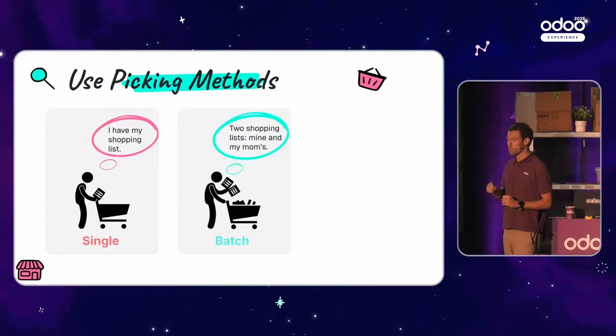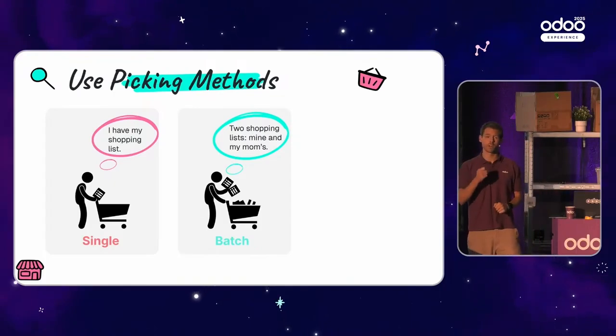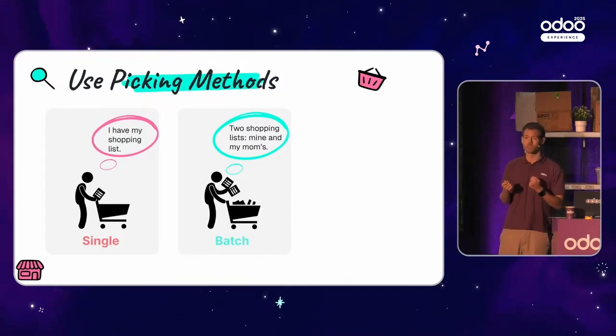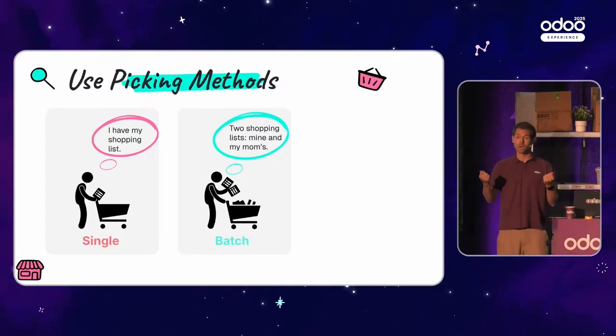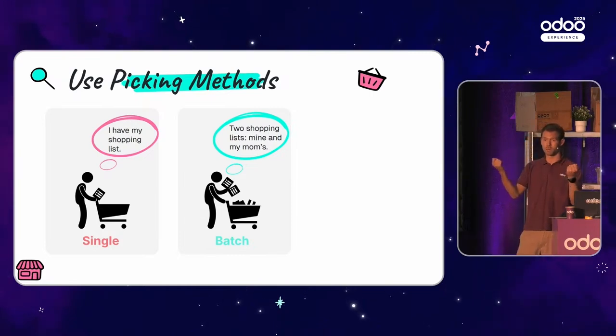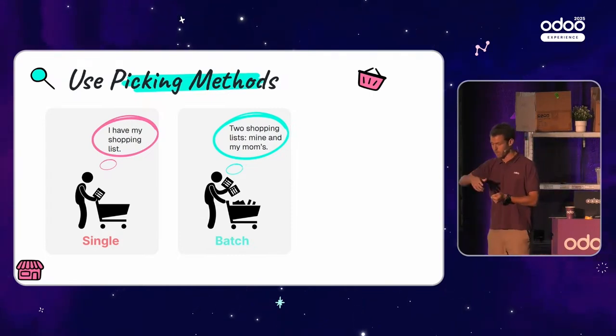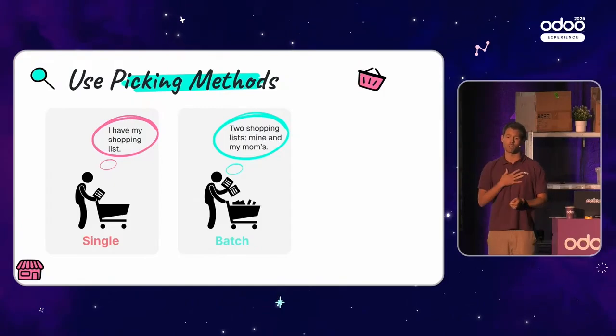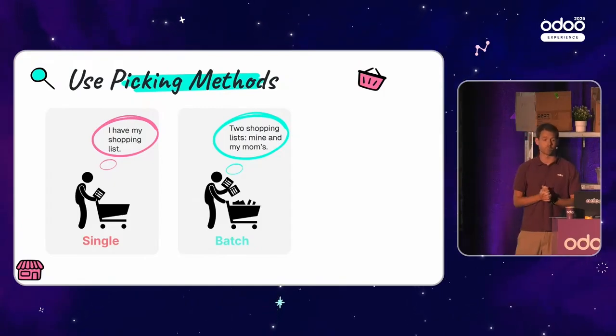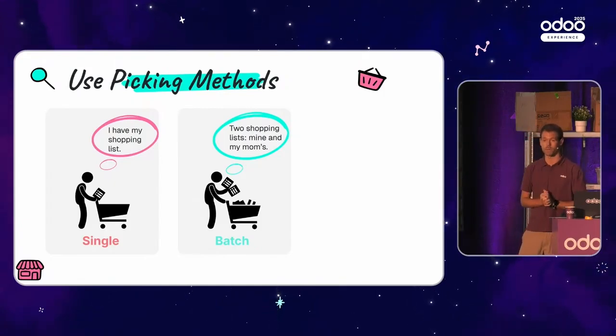Let's imagine that my mother calls me and she gives me her shopping list. She tells me that she wants me to buy her some products. Now I end up with 2 different shopping lists, right? So I need to do the work and pick all the products for my mom and for myself. That's what we call batch picking, as I'm grouping orders together.